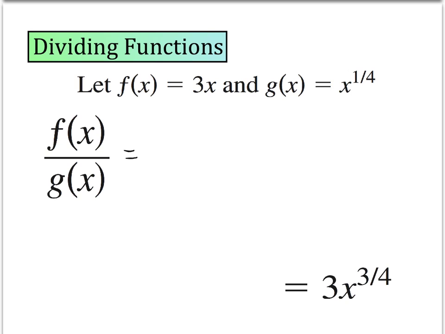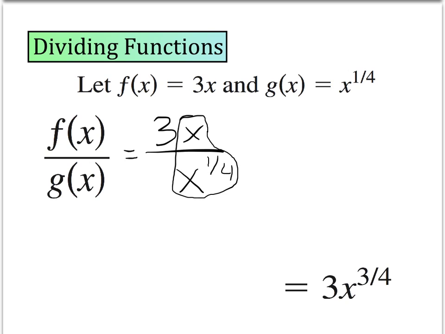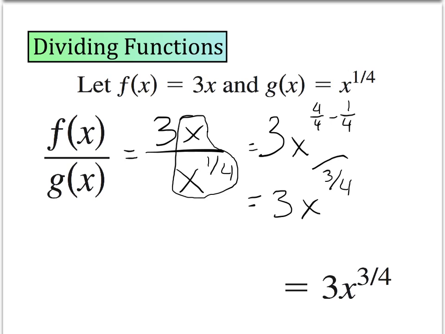And division, same thing. If we're going to be dividing these two, we line them up. And since x and x have similar bases, we know we can subtract those exponent values. So it's really 3x to the 4/4 minus 1/4. And we do that, we have 3x to the 3/4. Okay, so those are the four examples of addition, subtraction, multiplication, and dividing of functions.